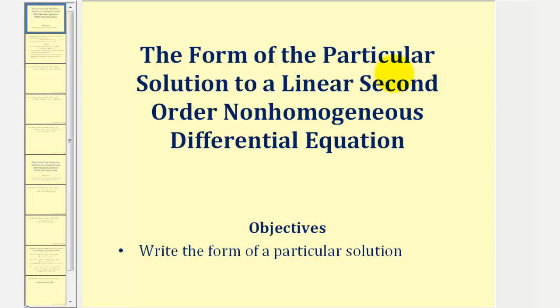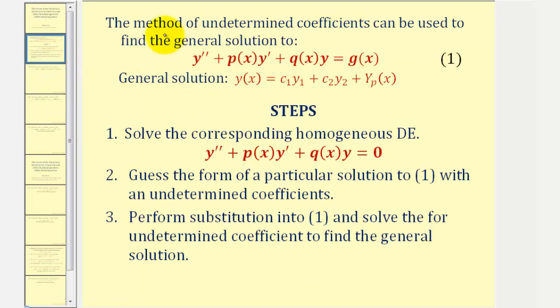Welcome to several examples on how to write the form of a particular solution to a linear second-order non-homogeneous differential equation. The reason we want to know how to do this is because in order to apply the method of undetermined coefficients, we do have to guess the form of a particular solution, which we'll call big Y sub p of x, in order to find the general solution to the differential equation. So let's take a look at our examples.